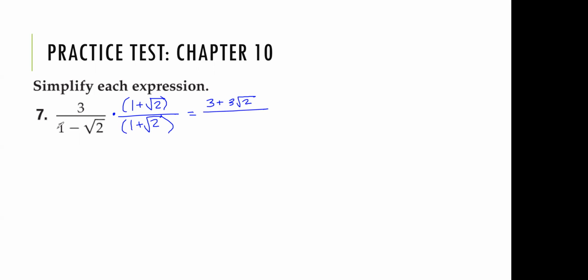And then I would use my FOIL method, and multiply 1 times 1, which is 1. 1 times the square root of 2, which is positive square root of 2. Negative square root of 2 times 1 is negative square root of 2. And then the negative square root of 2 times the positive square root of 2 is going to be -2. So I'm going to combine like terms in my denominator, because positive square root of 2 minus square root of 2 is 0. So these are going to drop out, and I'm left with 1 minus 2. So I end up with 3 plus 3 radical 2, and 1 minus 2 is -1.